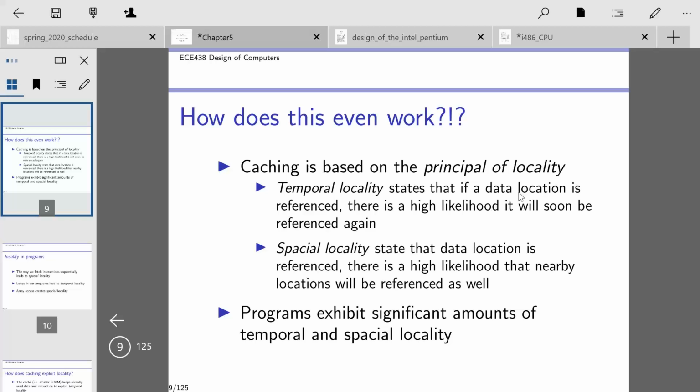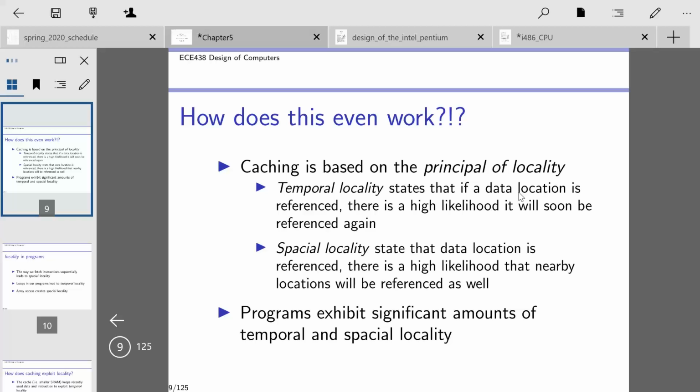Spatial locality says, if you use a piece of data, there's a really good chance that you're going to use its neighboring data as well. So programs exhibit high amounts of spatial and temporal locality, which means it's useful for us to cache the data. When we pull data in, there's a high chance we're going to reuse that data, which is temporal locality. And likewise, when we pull in one piece of data, let's not just pull in that one piece of data. Let's go ahead and pull in its neighbors as well. That allows us to exploit spatial locality.